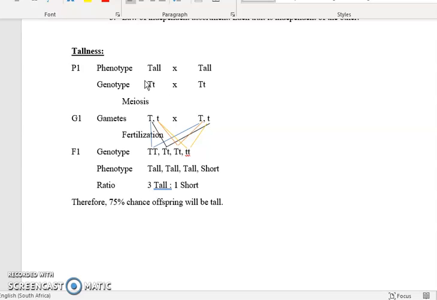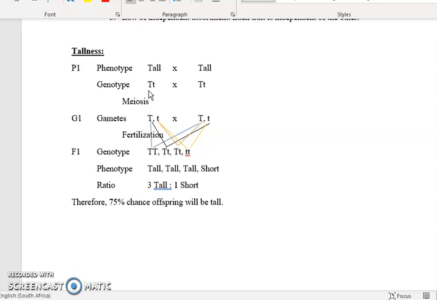So what you're going to do is you basically write in your phenotype first. So that's tall multiplied by tall. And then you fill in your genotype. These 2 bits of information will be given to you up until here. So after you write that, you're going to put in meiosis, which is a type of cellular division, which we already know. And from meiosis, it results in our G1, our gametes forming.